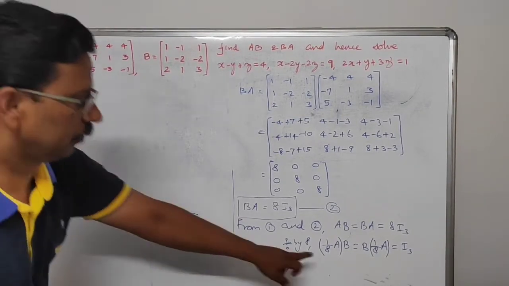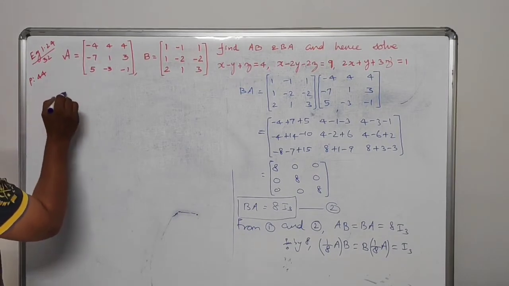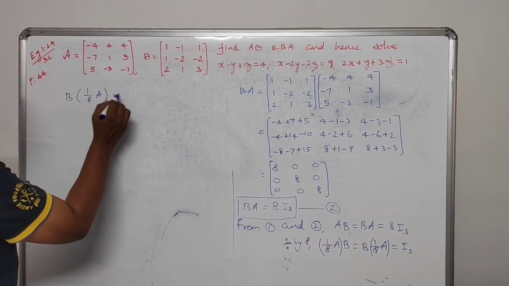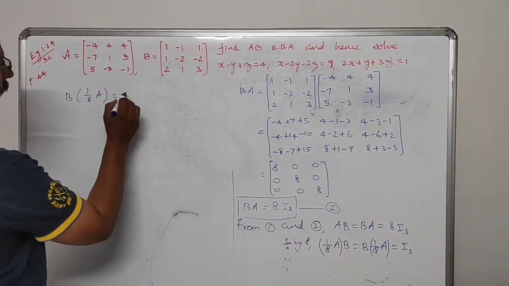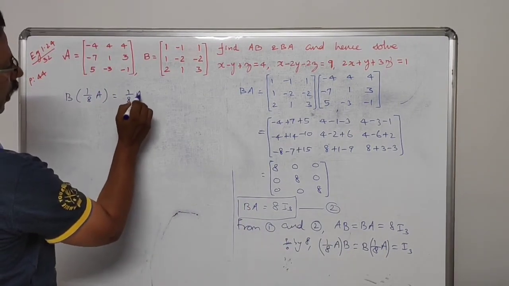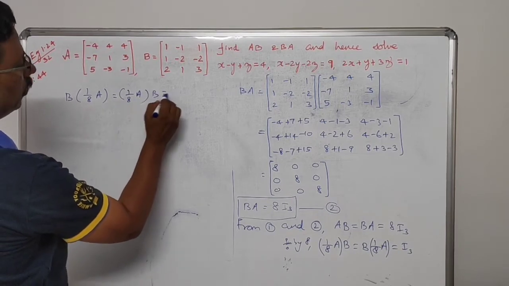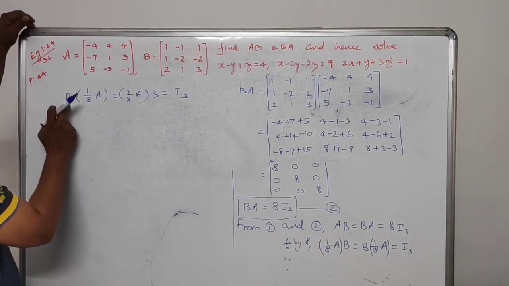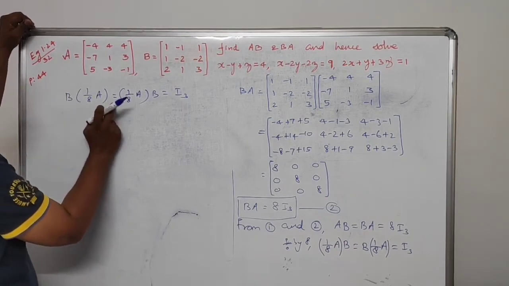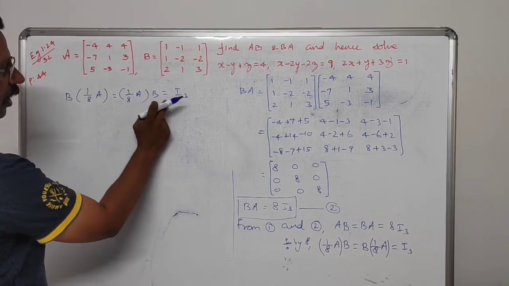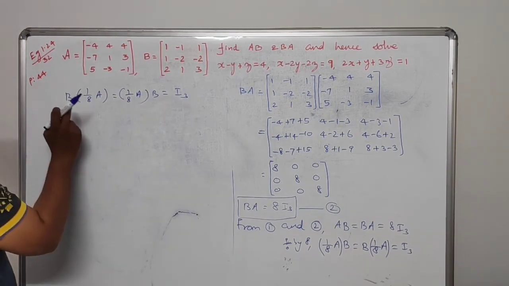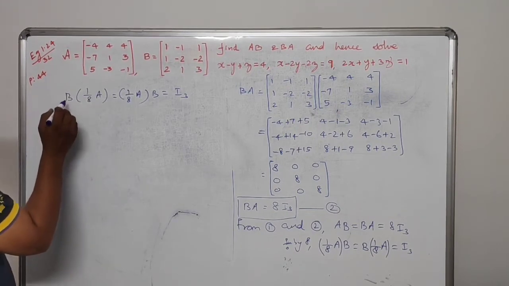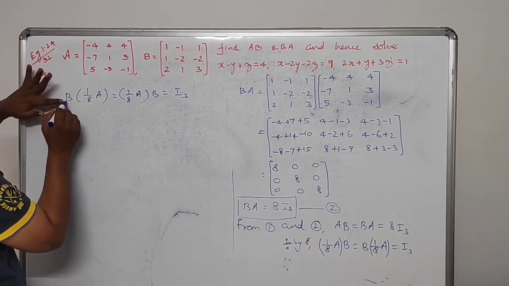Now we have taken this one, that is B into 1 by 8 A is equal to 1 by 8 A into B is equal to I3. This is of the form A into A inverse equals A inverse into A equals I. Therefore we can say that in the place of A inverse we have 1 by 8 A. Now this is B. The inverse of B is 1 by 8 A.